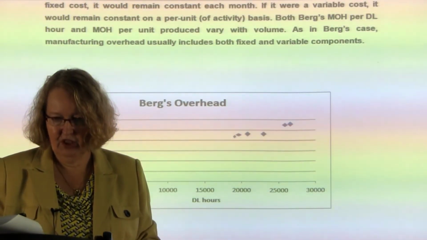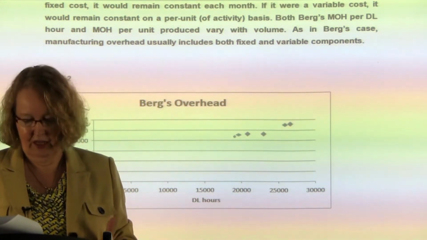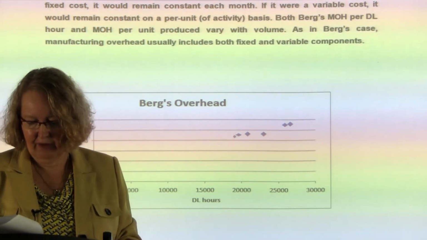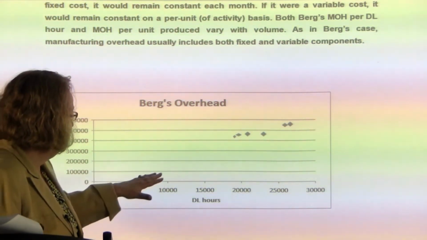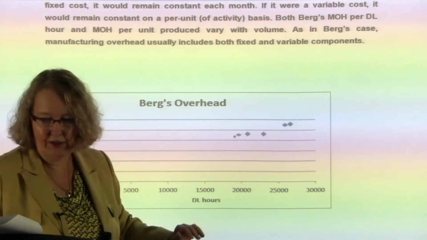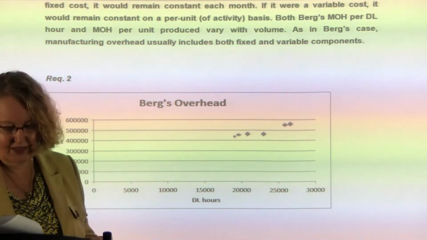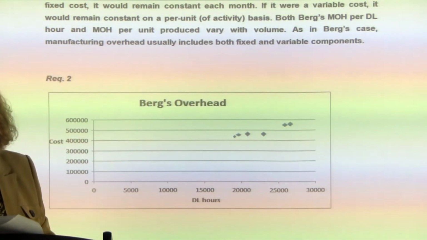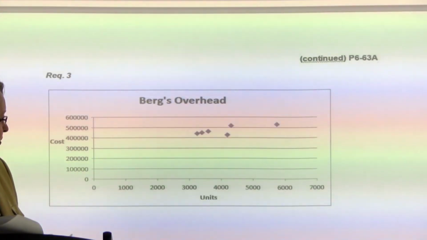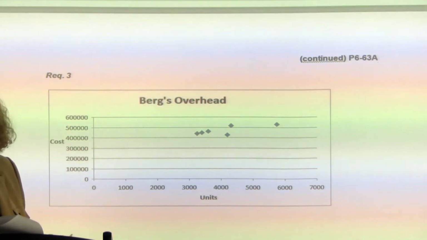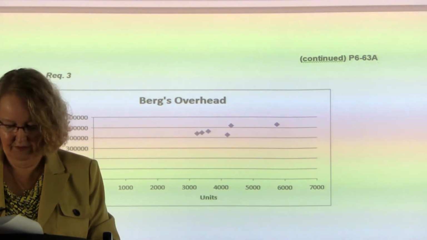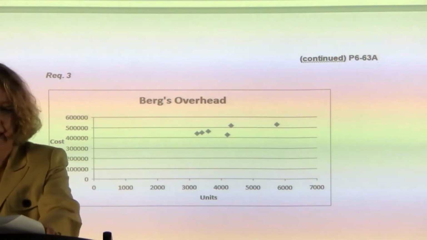So in requirement 2, you were asked to graph the total manufacturing overhead cost against the direct labor hours. Here you can see the costs are pretty clustered, and there doesn't appear to be any outliers. That can be done by hand or in Excel. The next scenario, in requirement 3, we're asked to graph the manufacturing overhead costs against the units produced. And again, you could do it in Excel or by hand.